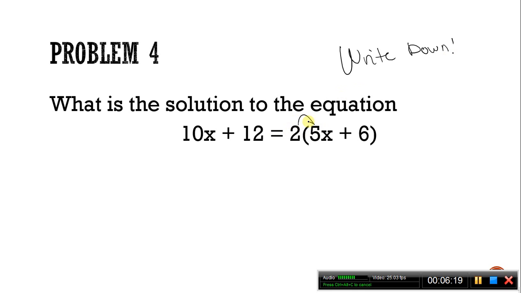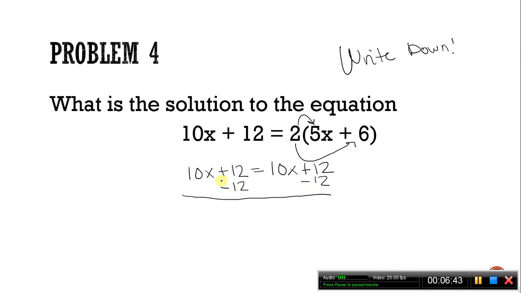So we're going to take that 2, give it to the 5x and to the 6. So I got 10x plus 12 on the left-hand side. Didn't change anything there. 2 times 5x is going to give me 10x. 2 times 6, 12. Now, I'm going to start solving. So I'm going to subtract 12 from both sides, so I'm going to get my numbers to the one side.